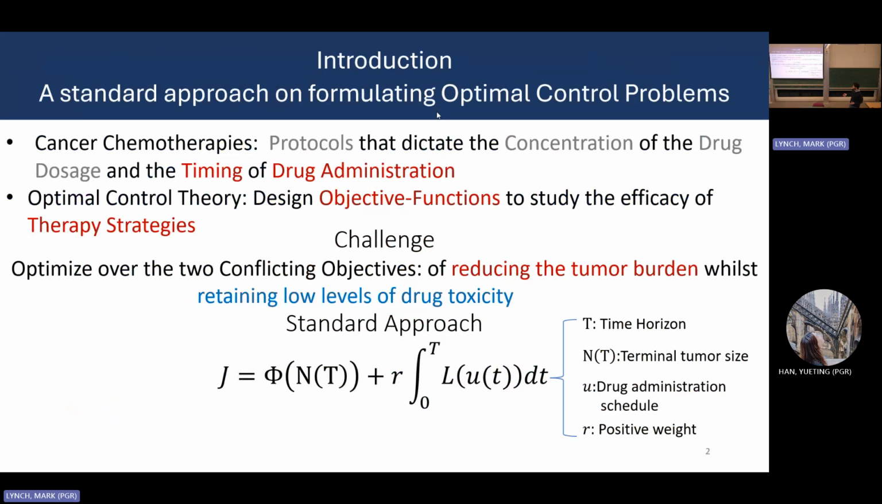And so, of course, you can do a sensitivity analysis and test different optimal solutions. However, the parameter R is not biologically tractable. And it always depends on what the objective of the practitioner is.